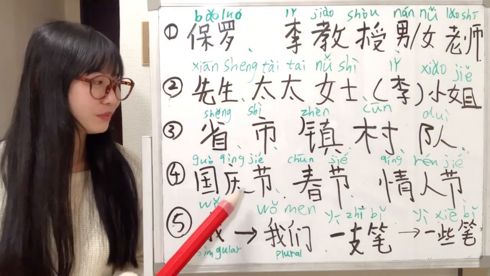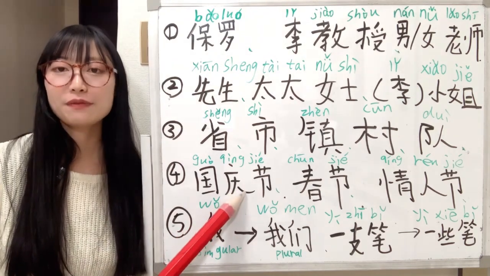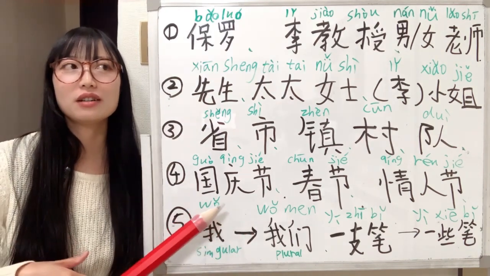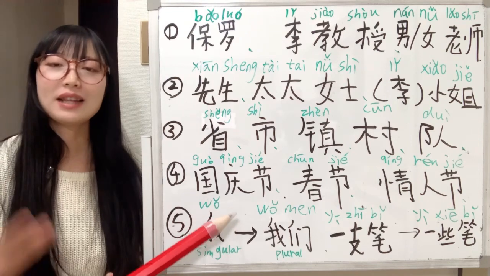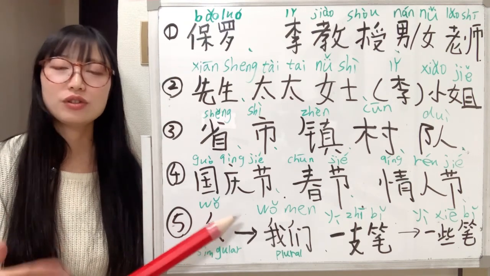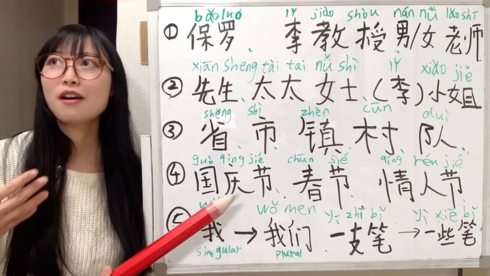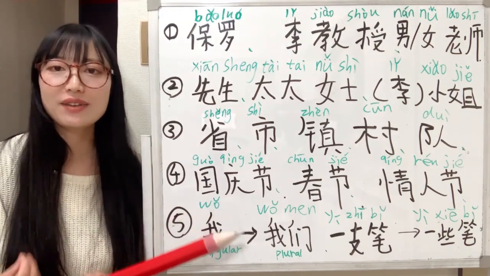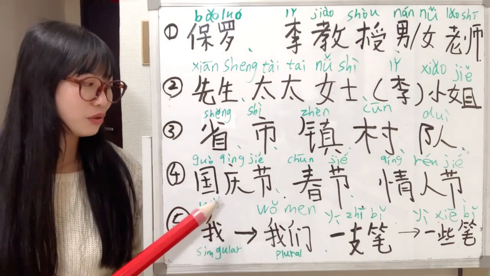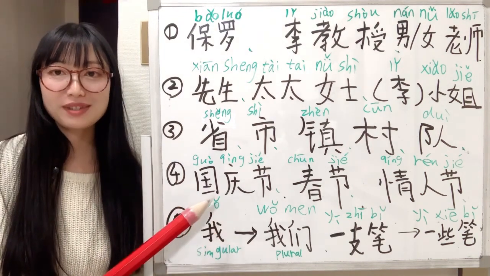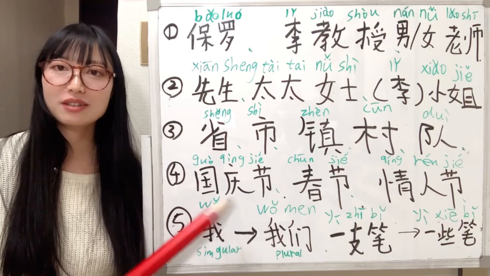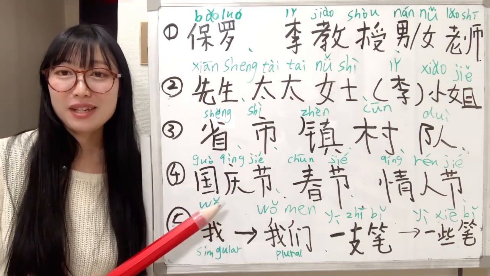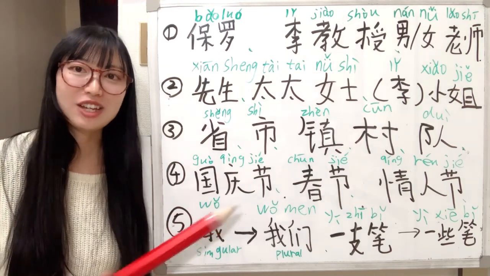Okay. So, 节 here means festival. In English, sometimes you say something day, like the national day. You don't say the national festival, right? But in Chinese, all the time we say something 节. So 国庆节, 国 means the country, 庆 celebrate. The country celebrates 节 festival. It means the national day.